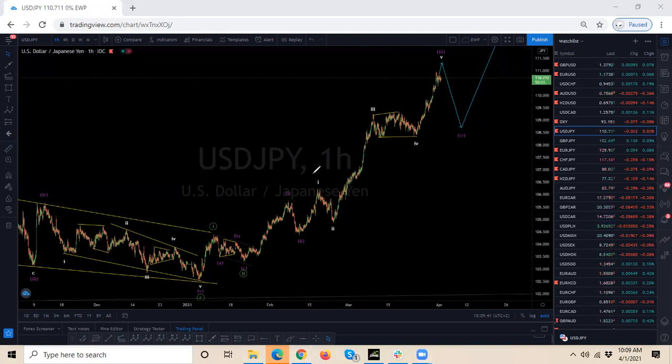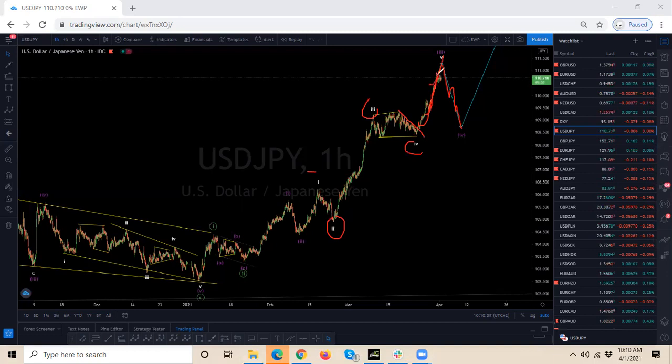So we're looking at this wave 5 of the sub-minute degree. Okay, so wave 5 can be very tricky sometimes, guys. It can catch you off guard and then just do a truncation, but in this case it is almost reaching the initial target that we're looking for, and from here we'll be expecting a move to the downside. So that's why I instructed that we can take a profit. It's been a nice trade to the upside on US dollar yen.